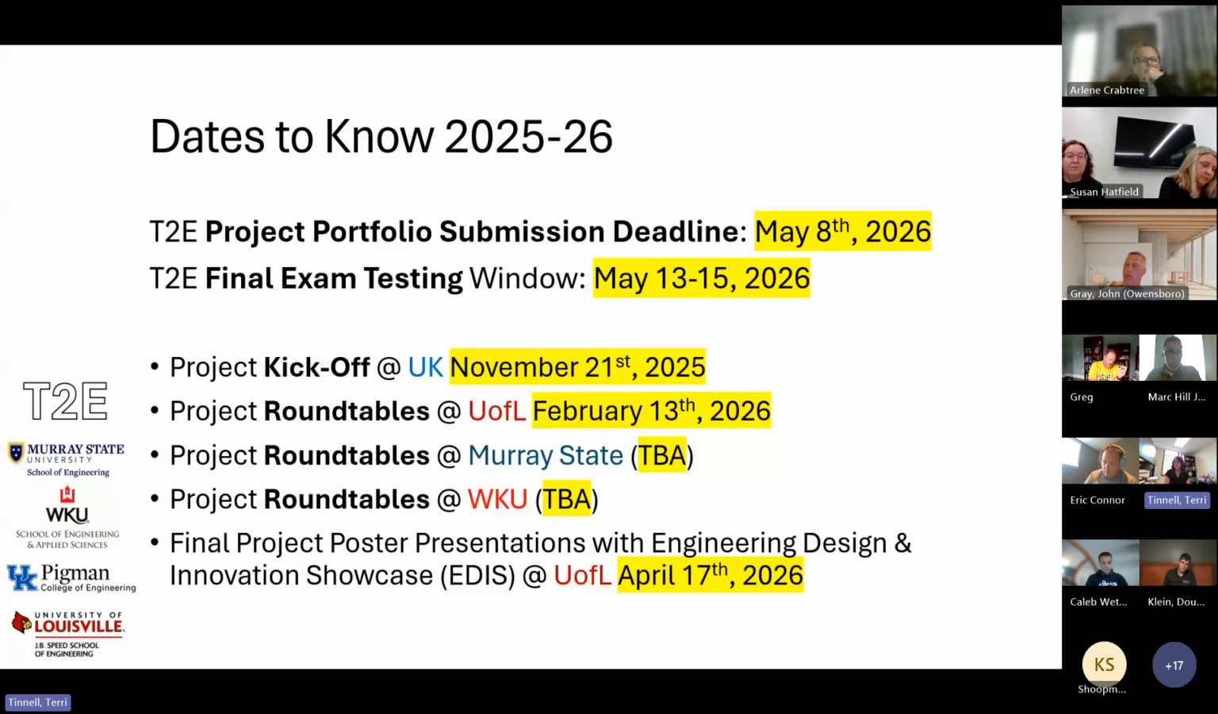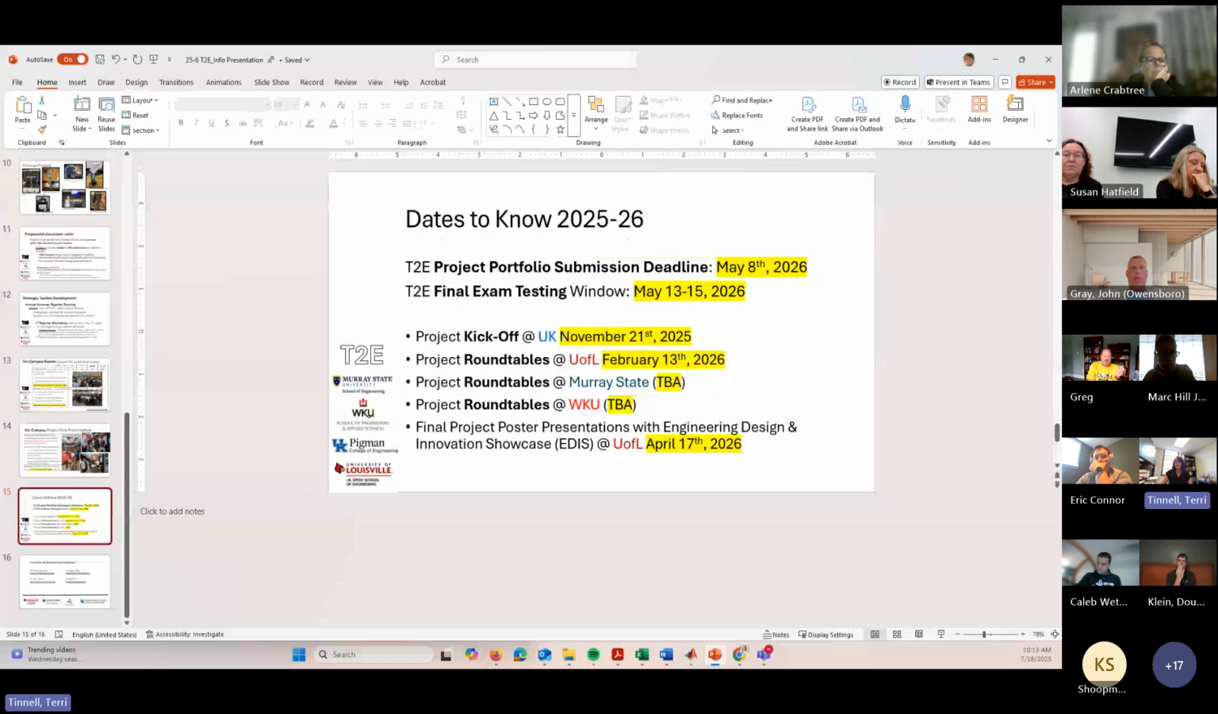That's set for April 17th. So if that's something that you're interested in, again, I'll send out a sign-up form and gather information about those projects. What we do is that's the same day that our SPEED senior capstone presentations are going on. So we have our T2E projects right alongside the senior capstone projects from the engineering school. So those are dates that you may want to know about, relevant in your school planning.